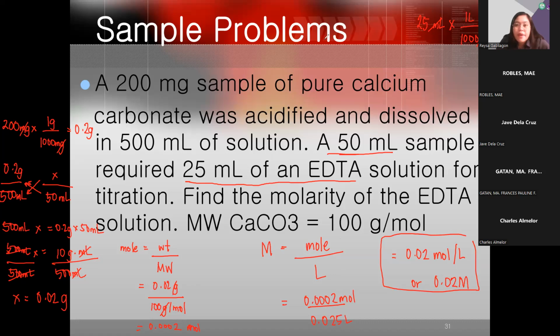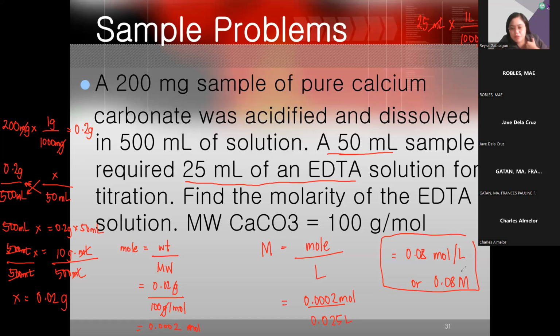0.08. Let me delete this. So this is 0.08 mole per liter or 0.08 molar. So this is the answer, class, for the molarity of the EDTA solution.